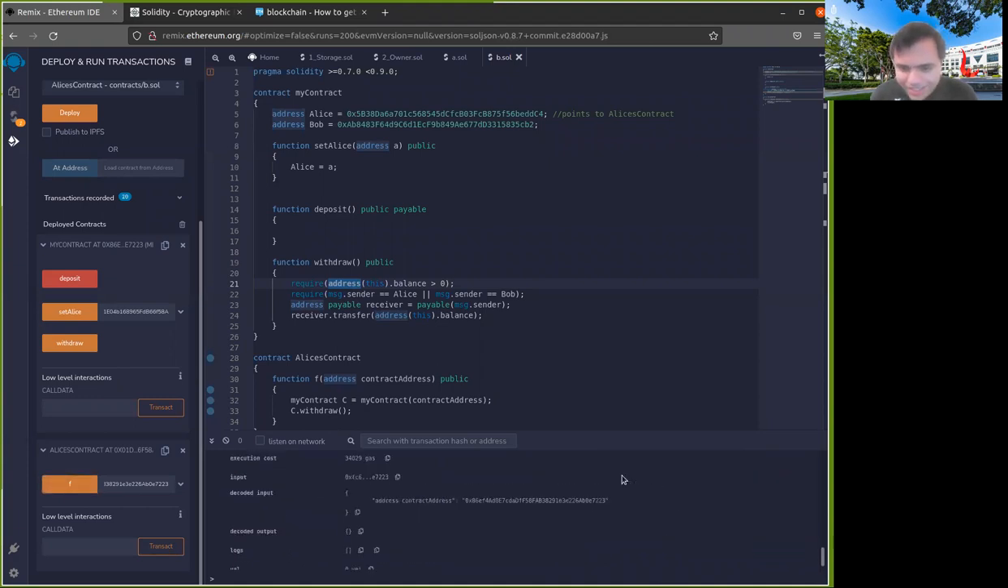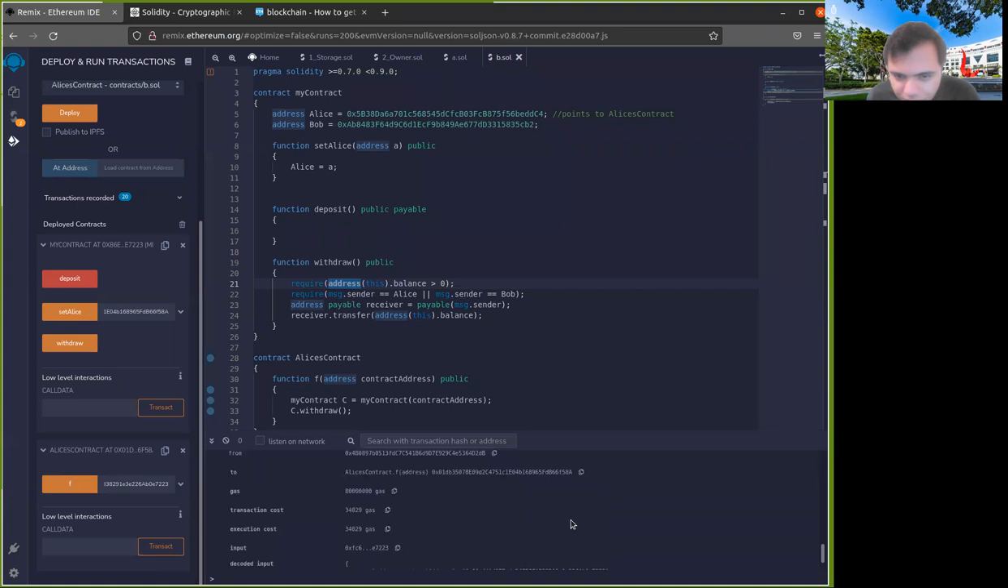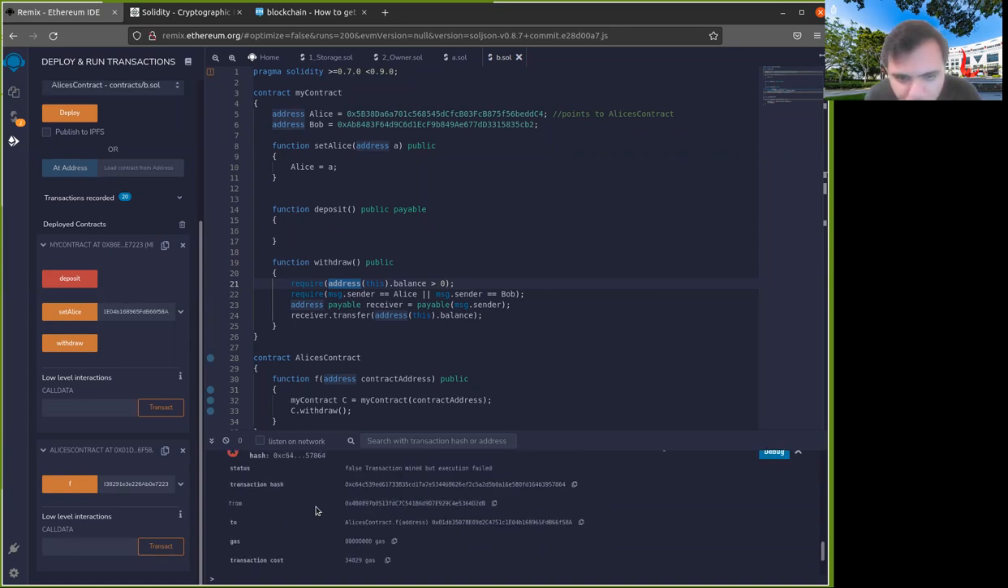Okay, and it failed. Okay, I'm not sure what's going wrong here. I hate the virtual machine.